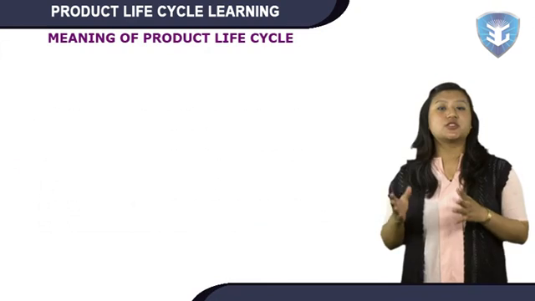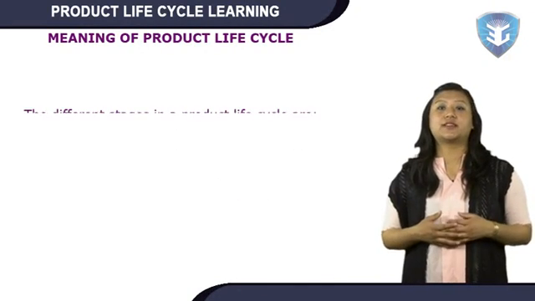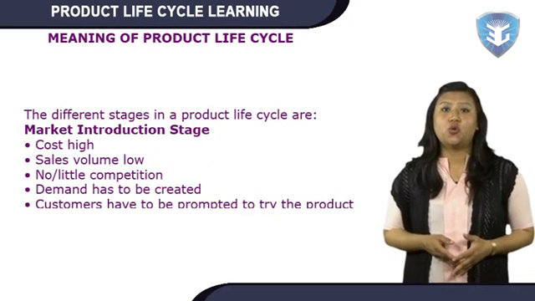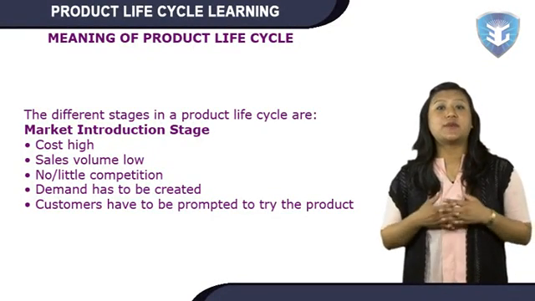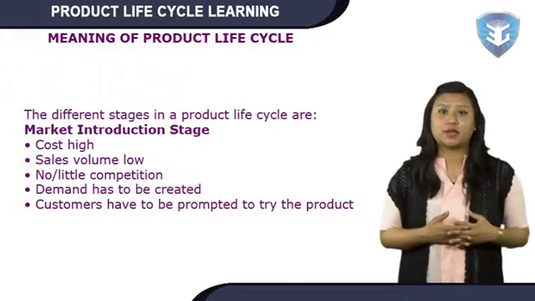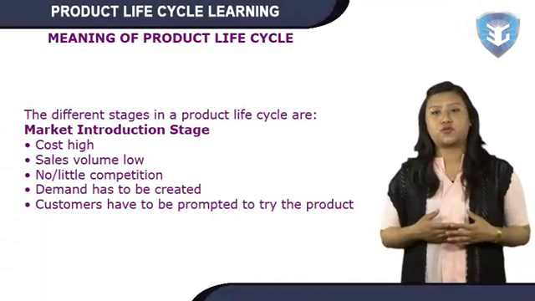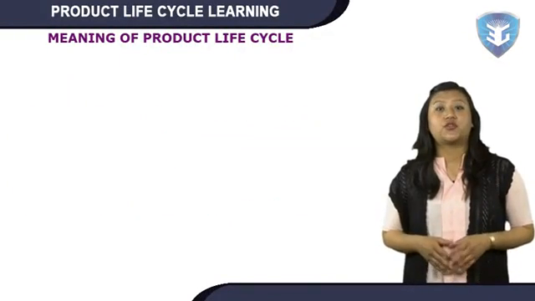The different stages in a product life cycle are: the market introduction stage. The cost is high, sales volume low, and there is no or little competition. Competitive manufacturers watch for acceptance, segment growth, and losses. The demand has to be created, and the customers have to be prompted to try the product. The growth stage.